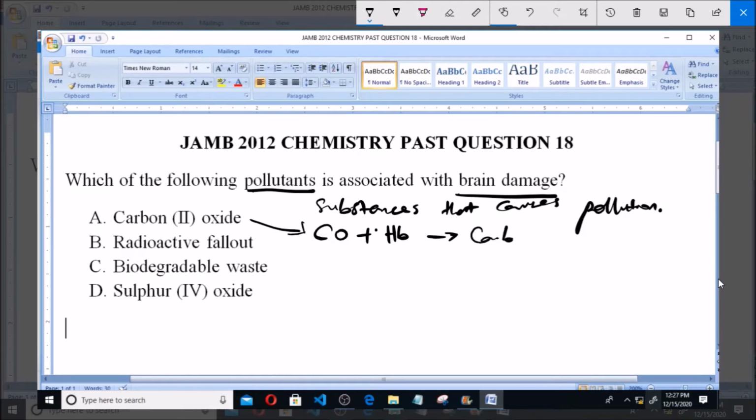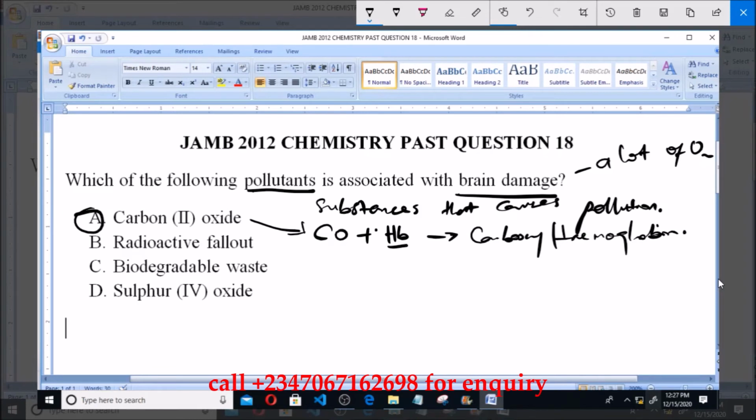Now, this carboxyhemoglobin prevents the transport of oxygen, and like you know, the brain requires a lot of oxygen to function. Because this carbon monoxide combines with hemoglobin, it prevents the transport of oxygen to the brain, and due to the loss of oxygen transport, the brain begins to suffer shock, and then it results in brain damage. So therefore, carbon II oxide causes brain damage.